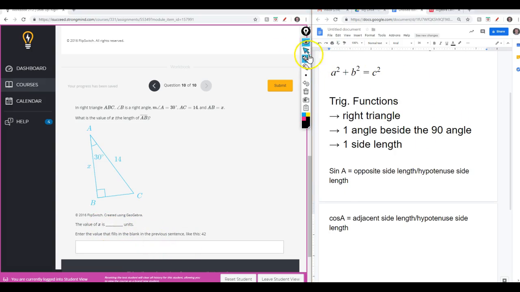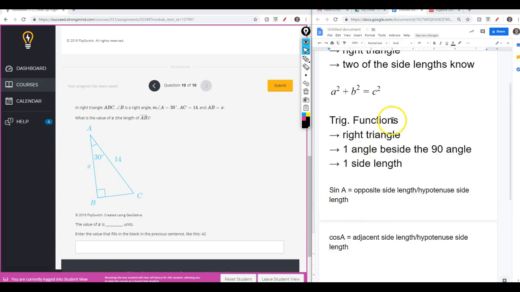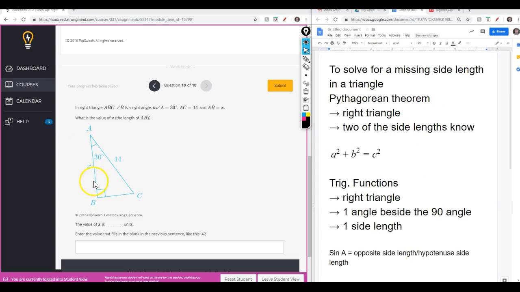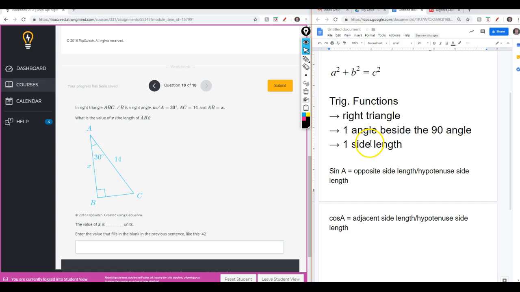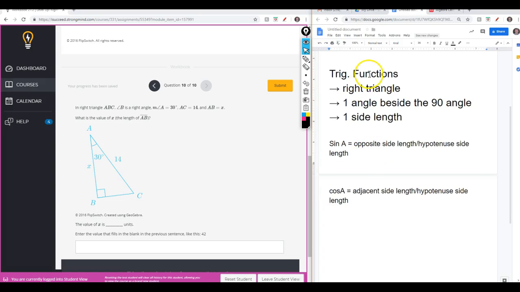Okay, so again on this, we have a right triangle. We're looking for a missing side length, so we have two options, Pythagorean theorem or trig functions. Right triangle, check. Two of the side lengths known? No, we only have one. It's 14. So we're not going to use the Pythagorean theorem. So then we go to the trig functions.